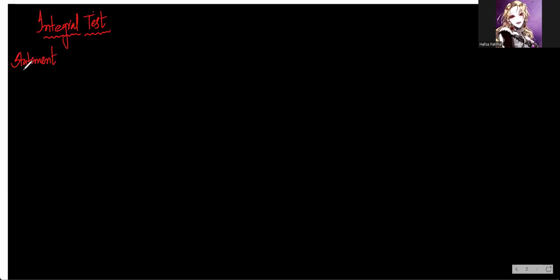Integral test. Statement. Okay, let me write the statement. Suppose that sometimes in exam they may ask you only the statement. Suppose that f is a non-negative, decreasing function.